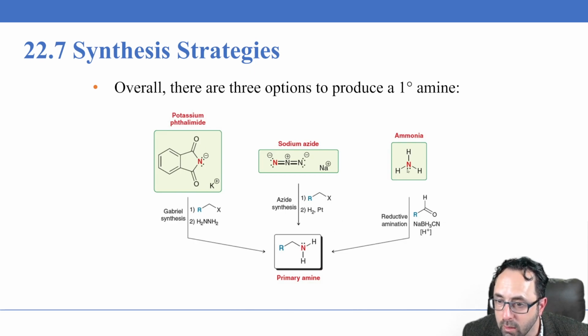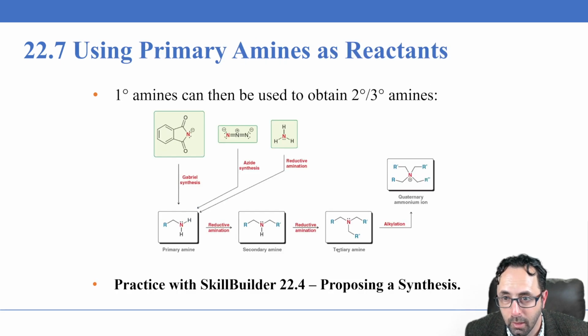Also, there was reductive amination, the reaction of ammonia with an aldehyde, followed up with the reducing agent cyanoborohydride to produce the primary amine. For secondary and tertiary amines, the creation of these amines involved the reductive amination of a primary amine to a secondary amine, a tertiary amine, and finally the last alkylation here would produce for us a quaternary ammonium ion.